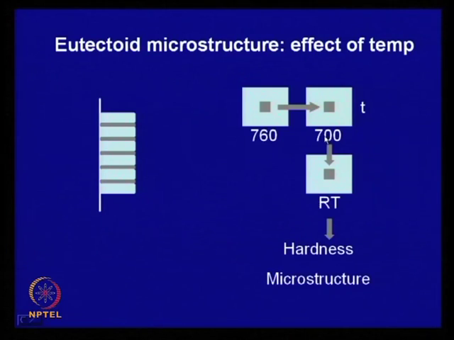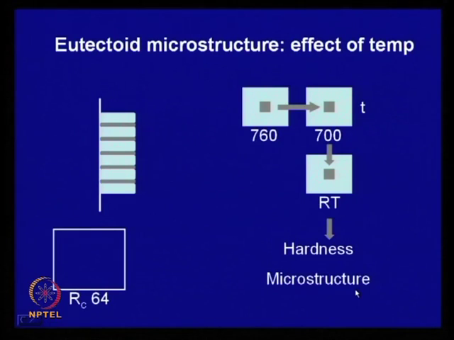And we can repeat this experiment by maintaining the bath at 700 degree centigrade. Suppose for another sample, we transfer it and keep it for a time greater than the previous time, and then we can have a series of samples which have been kept here, then quenched to room temperature, and then let us measure their hardness and microstructure.